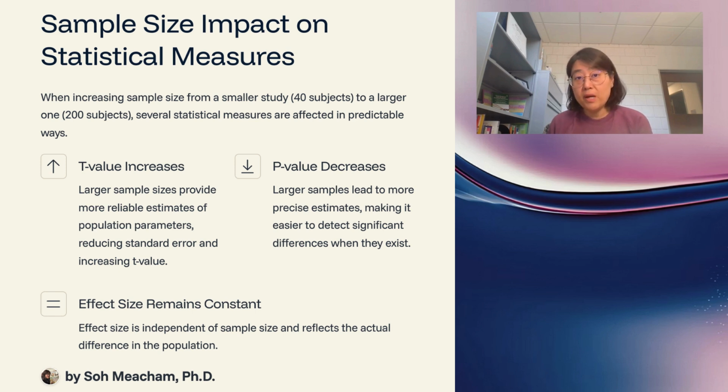Conversely, the p value, which indicates the probability that the observed results are due to chance, is likely to go down. Larger sample sizes generally lead to more precise estimates, making it easier to detect significant differences if they exist. However, the effect size, which measures the magnitude of the difference between groups, is likely to stay the same. Effect size is independent of sample size and reflects the actual difference in the population.